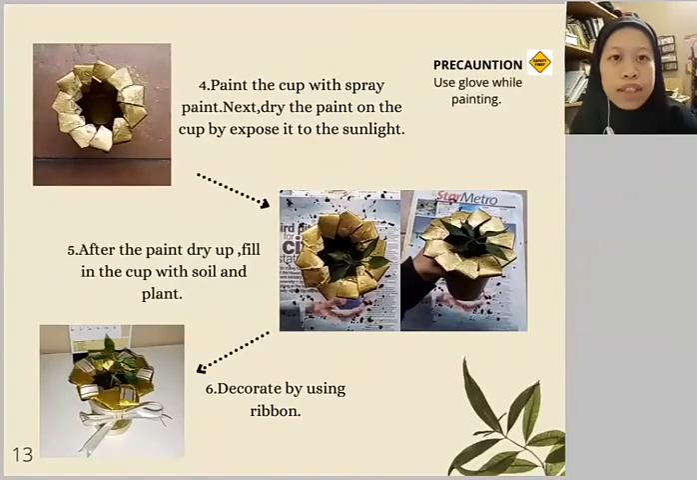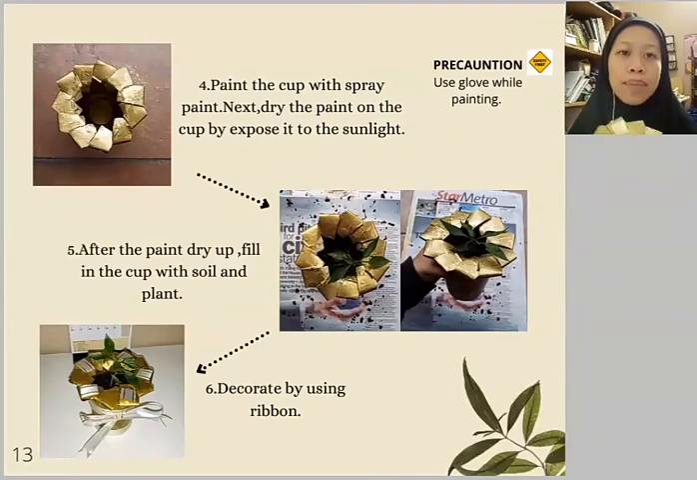So the fourth one is next you paint the cup with spray paint and dry the paint on the cup by exposing it to the sunlight. And the fifth one is after the paint dries up, fill in the cup with soil and plant, which is just for the decoration. And the last one, decorate by using ribbon.